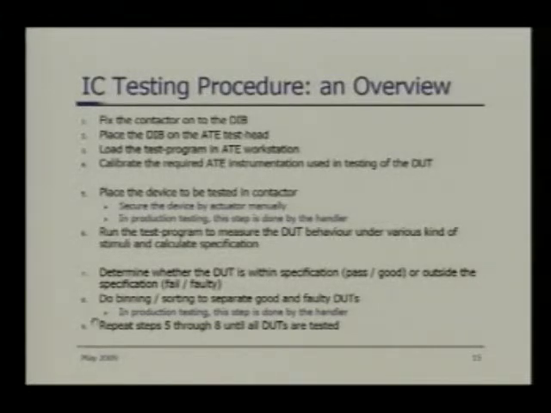So after you binned out, you repeat this step 5, which is basically placing the part on the contactor down to the binning for the next device, and you do so on and so forth. When you run out of the devices on a single strip, you load another strip to test it. So basically this entire thing gives you the background of what happens in production tests.